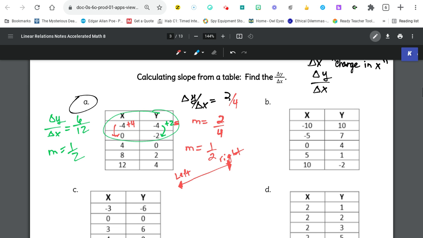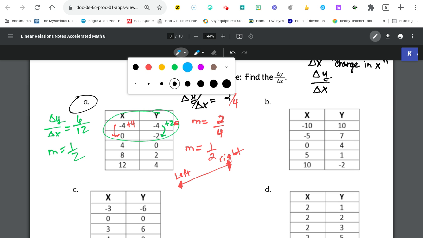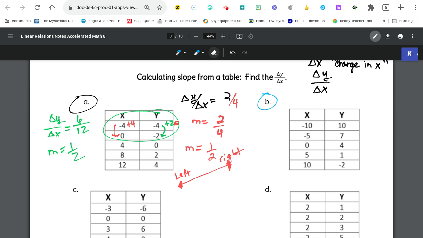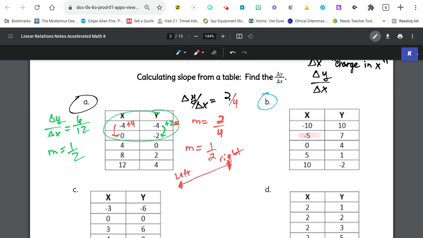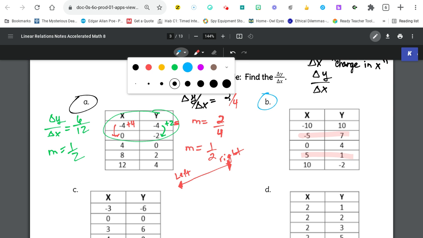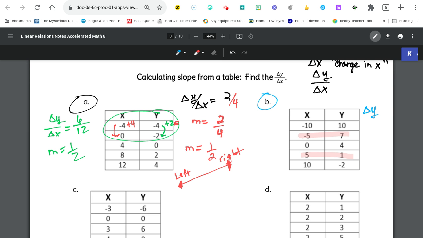Now let's take a look at B. B, I'm going to pick 2 points, and let's see. Let's pick this one and that one. Doesn't matter. Somebody may be picking 2 different points. All of you won't pick the same 2 points to find the change in y over the change in x. So what am I doing to get from 7 to 1? I'm subtracting 6. So I'm going to put -6.